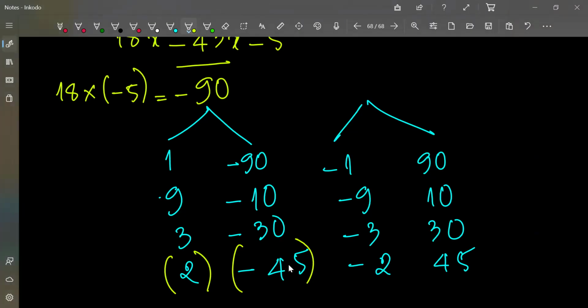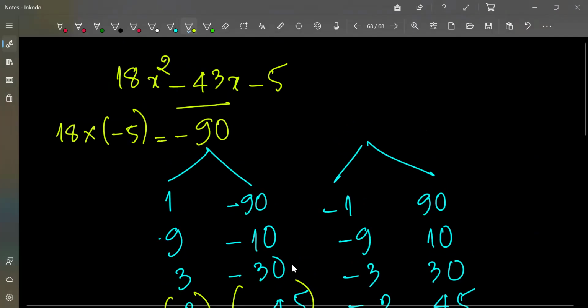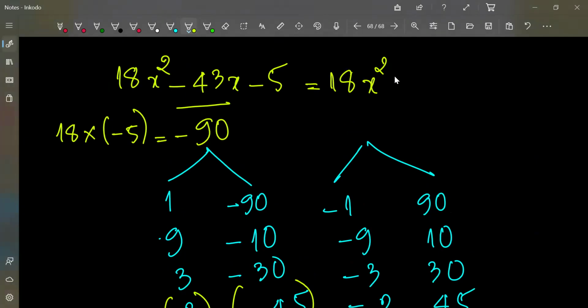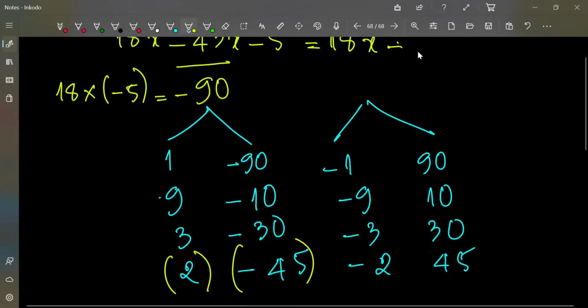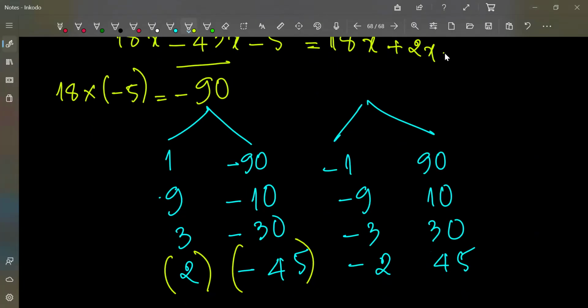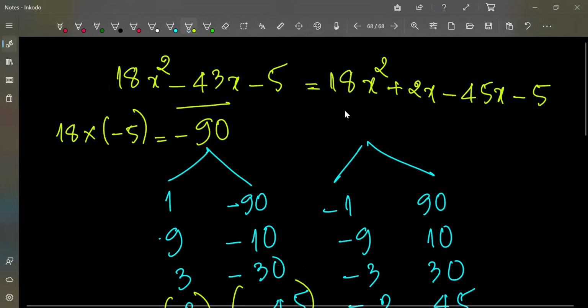So now let's use these two numbers to split the middle term of our expression. So we get 18x squared plus 2x minus 45x and minus 5. Okay, so we can factor it by grouping.